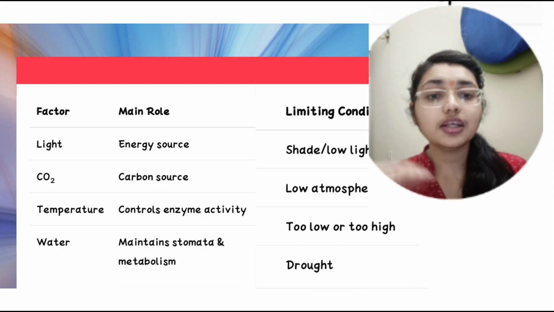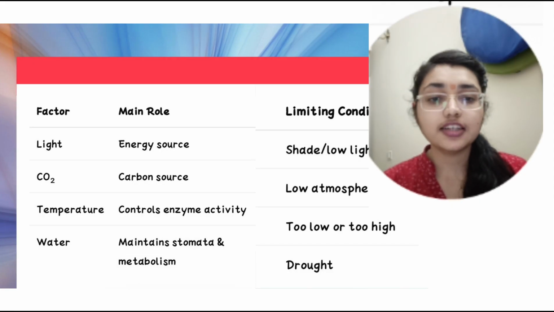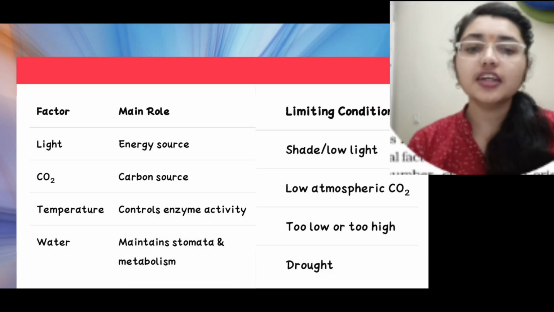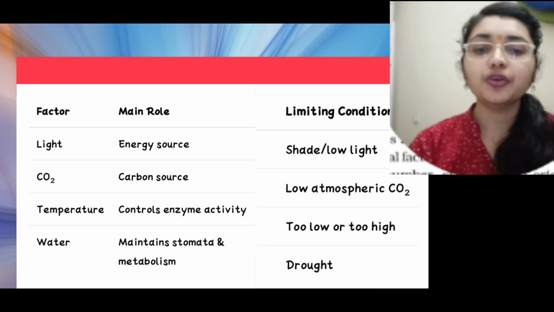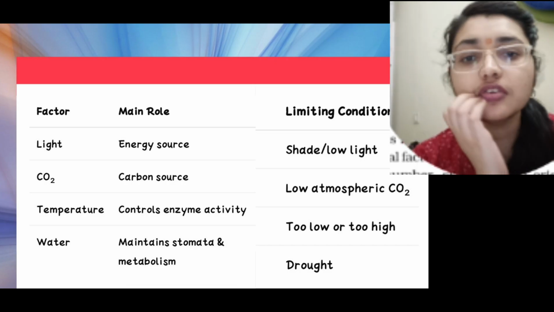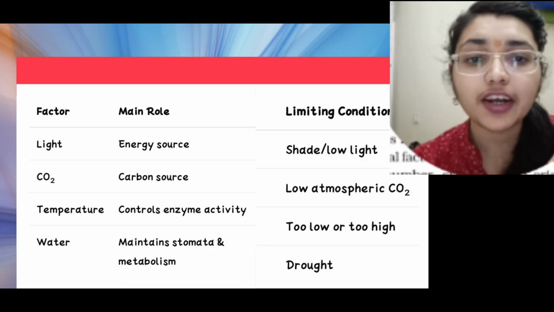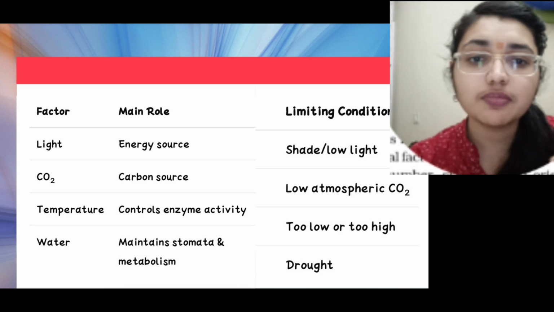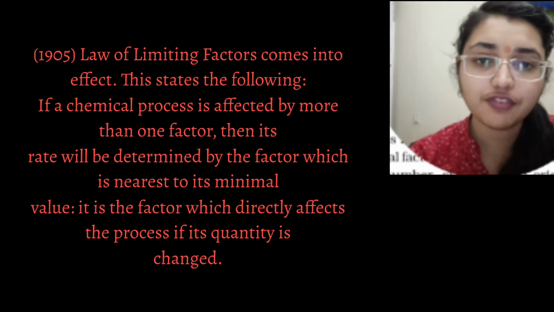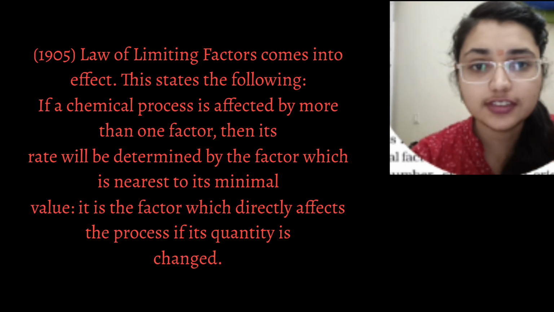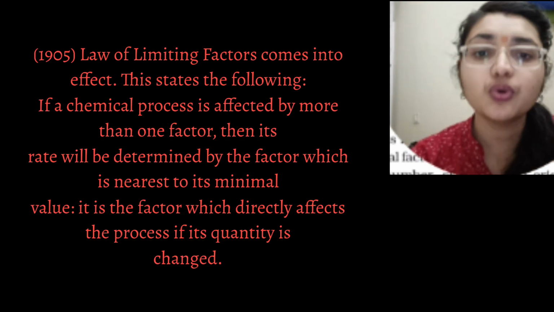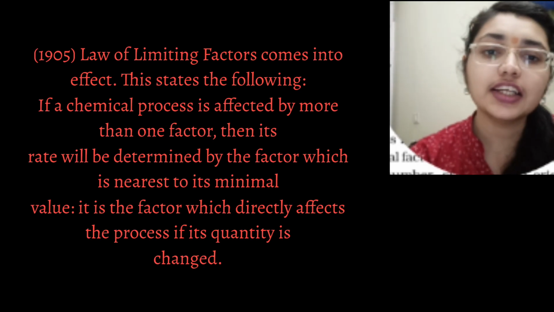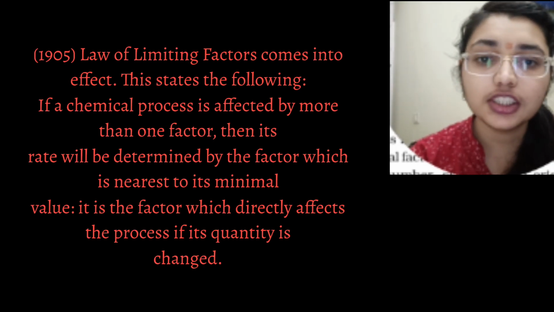Now what are the important lines given in NCERT? Let's see. In NCERT there is a given line about the factors that affect photosynthesis. The law of limiting factor states that if a chemical process is affected by more than one factor, then its rate will be determined by the factor which is nearest to its minimal value. So it is the factor which directly affects the process when its quantity is changed.